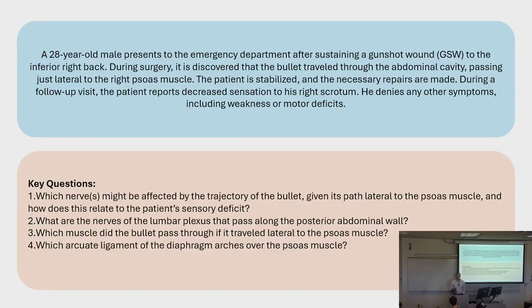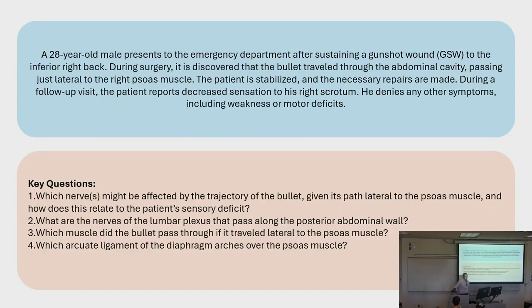All right, so gunshot wound through the back, just lateral to the psoas muscle. Goes through muscle. What muscle is it passing through posteriorly? Quadratus lumborum. So remember, in the posterior abdominal wall, there's going to be two big muscles that you're going to see. The psoas is going to be the one more medial, and then lateral to that is going to be the quadratus lumborum.